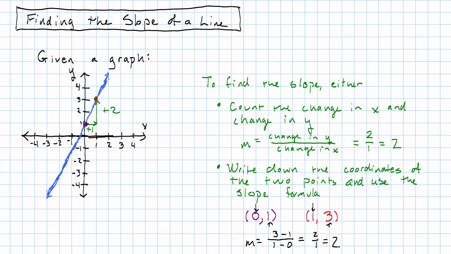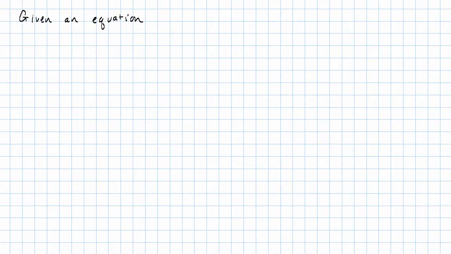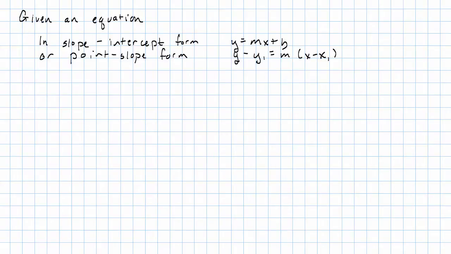Alright, what about if you're given instead the equation? Now, some of the forms in which we could be given an equation, we can just look and see what the slope is. If our line is in slope-intercept form, or in point-slope form, we can just look and see what the slope is. In either case, the slope is the number that is multiplied by x.